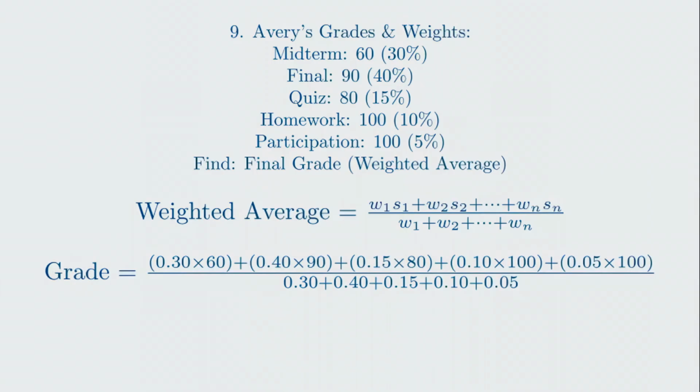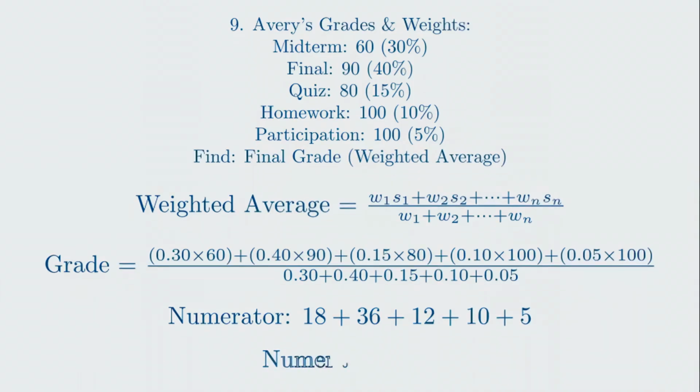Let's calculate each product in the numerator. 0.30 times 60 is 18, 0.40 times 90 is 36, 0.15 times 80 is 12, 0.10 times 100 is 10, and 0.05 times 100 is 5. Now let's sum them up. Adding these values together, 18 plus 36 plus 12 plus 10 plus 5 gives us a total of A1.